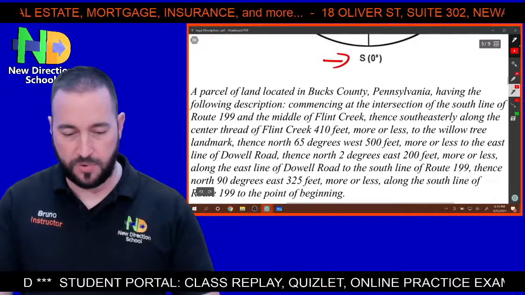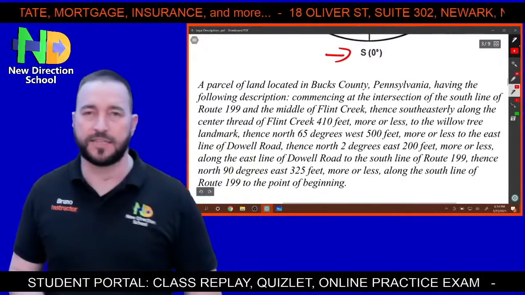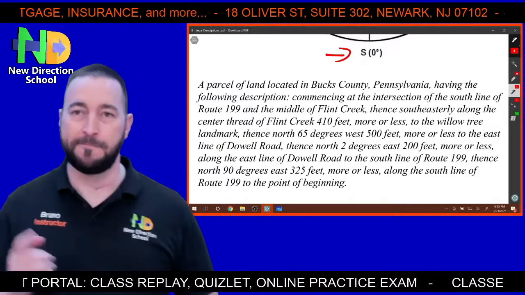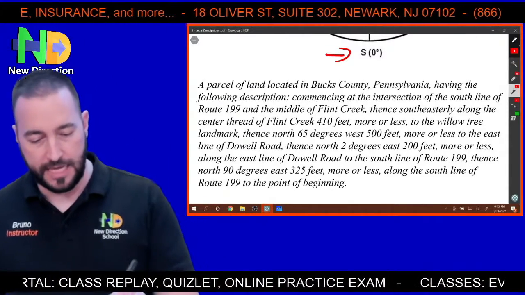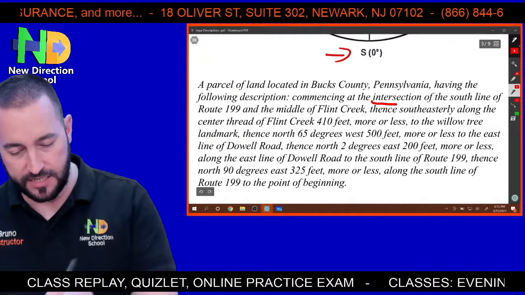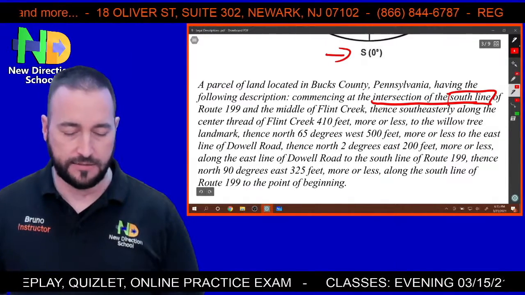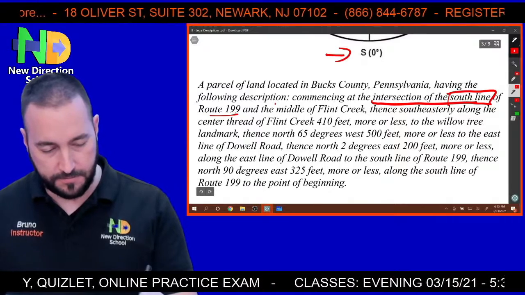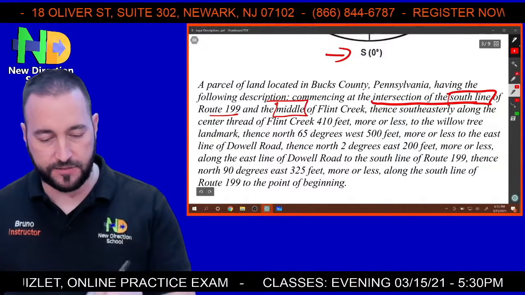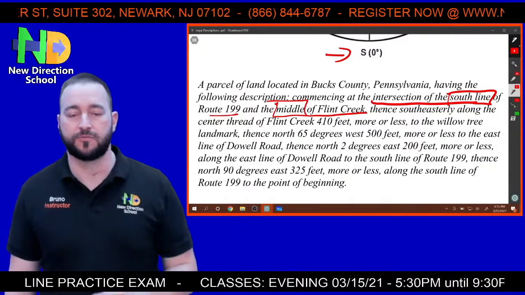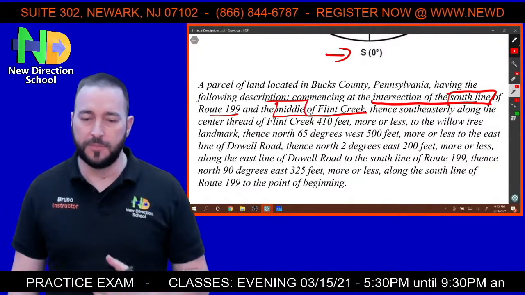It says, a parcel of land located in Bucks County, Pennsylvania, having the following description: commencing or beginning at the intersection of the south line of Route 199 and the middle of Flint Creek. So where does it begin? In the south line of Route 199 and the middle of Flint Creek.